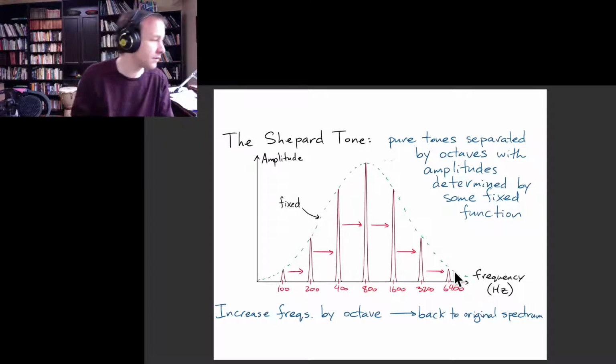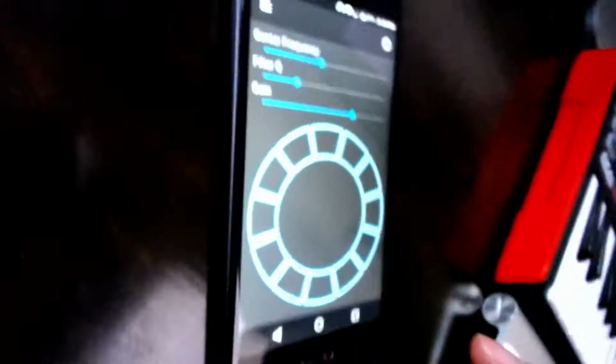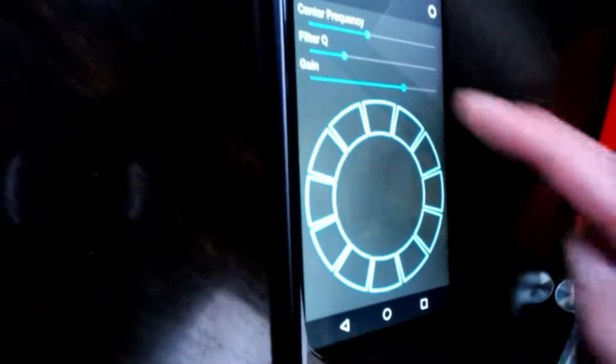So let me show you this in a demonstration here. I'll get my demo cam going. All right, so here's my instrument. This is an app that you can get. So I'm just going to go up the scale. And so you see I ended up on the same note that I started with.